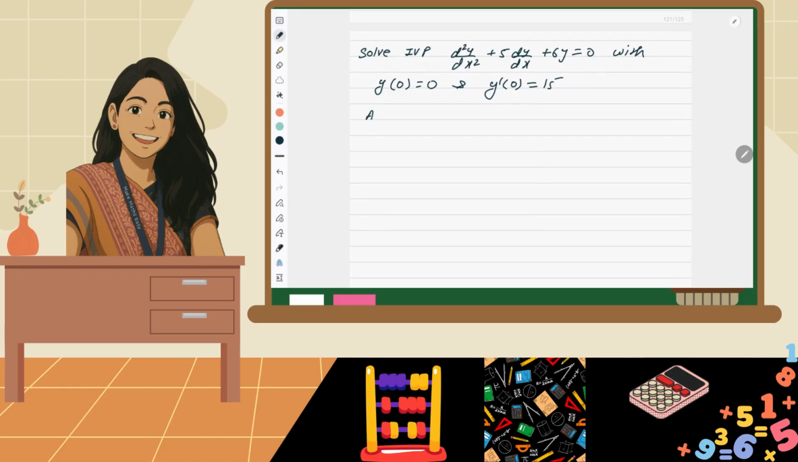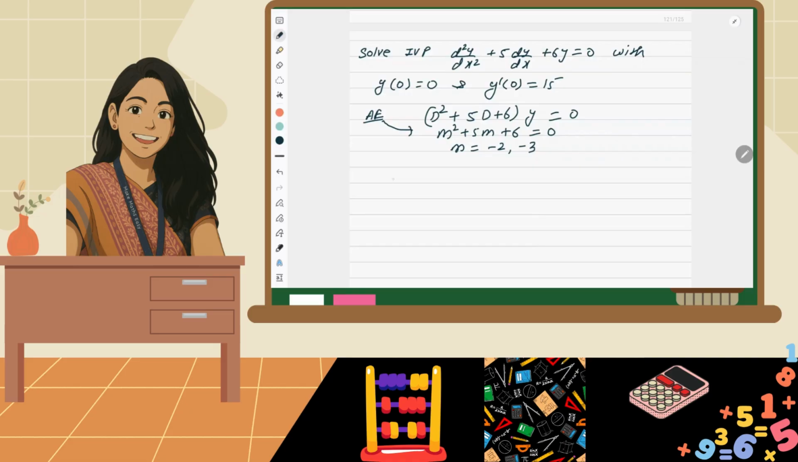Now what is the auxiliary equation? Pause the video, do it yourself and then play it and check your method. So my equation is D square plus 5D plus 6 times y is equal to 0. My auxiliary equation, this is the normal equation. Now the auxiliary equation I am writing: m square plus 5m plus 6 is equal to 0. Correct? So what are the roots? Minus 3 and minus 2. So m is equal to minus 2, minus 3. Correct?